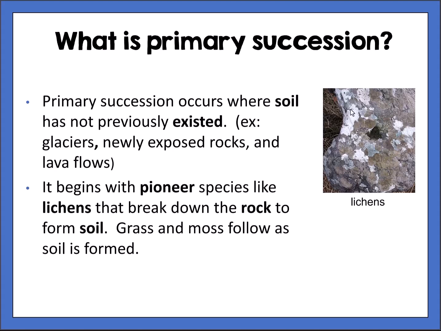So lichens, if you're not familiar with them, are a symbiotic, mutualistic relationship between algae and fungi. And they attach to the surface of bare rocks. The fungi help to hold on to the bare rocks, and the algae absorb sunlight to provide nutrients for both organisms. And as they grow, they slowly, over very long periods of time, start to break down the bare rock until soil begins to be formed. And that allows other organisms to then come in and survive.